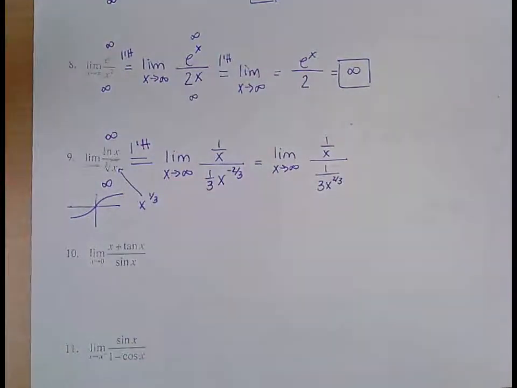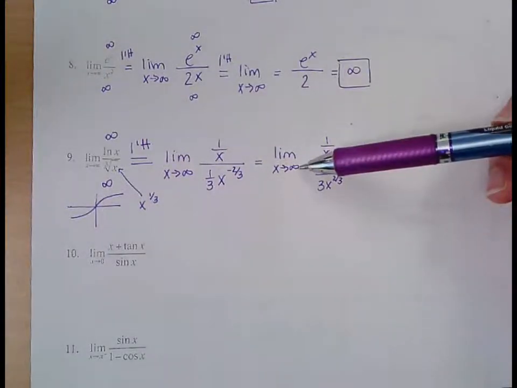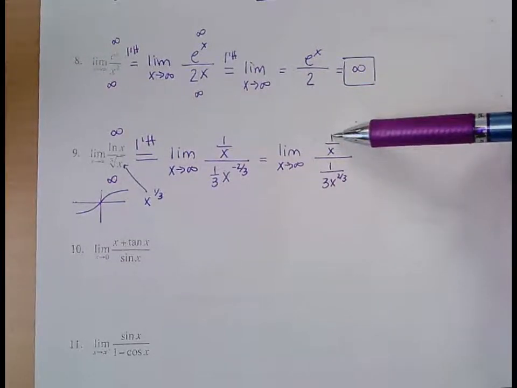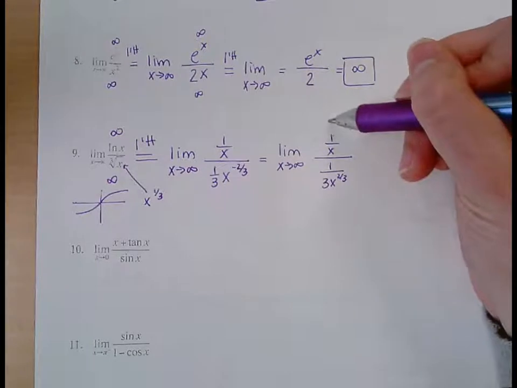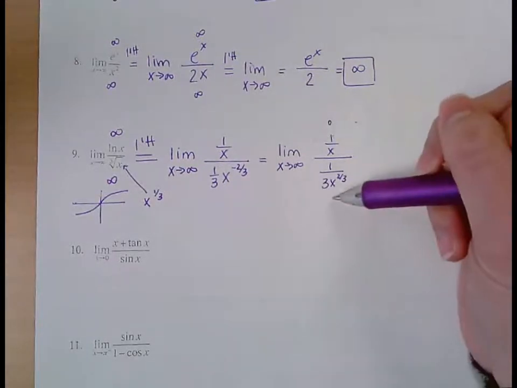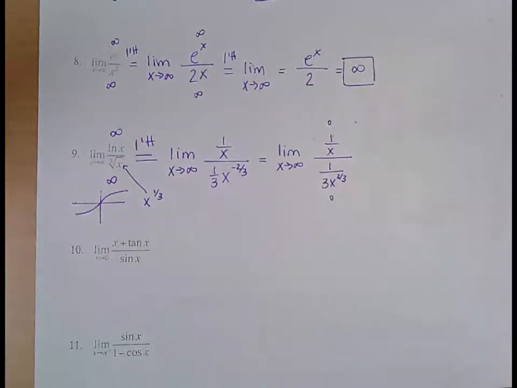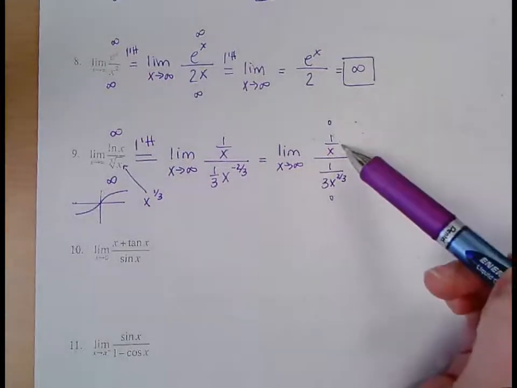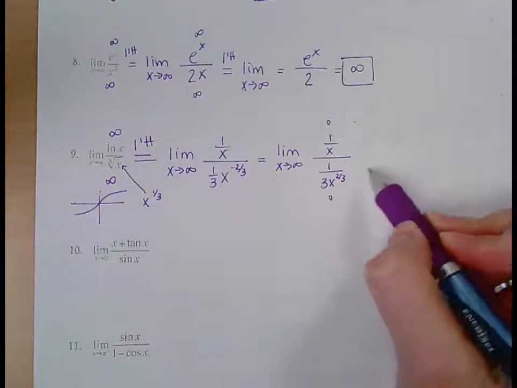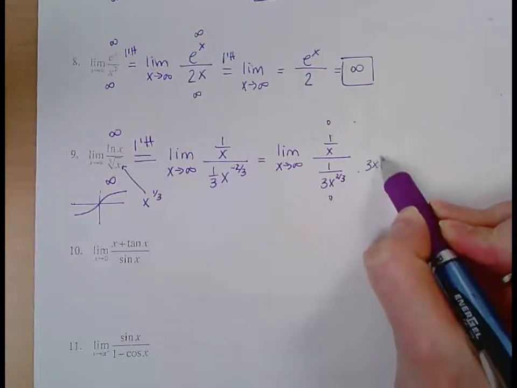Because what I want to show you is now if you leave it like this, and you think, okay, if x approaches infinity, what does 1 over x approach? A small number, so this would approach 0. And what would 1 over 3x to the 2/3 approach? That would approach 0. So now you'd have 0 over 0. So you might think, oh, we could use L'Hopital's rule again, which you can. You don't have to, though, because this can be simplified. So you could multiply by the reciprocal of the bottom.